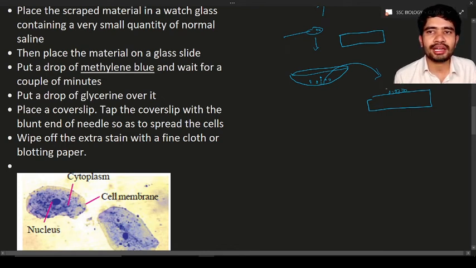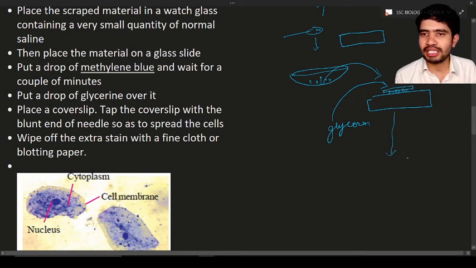Then put a drop of glycerin. Okay, after putting the glycerin, what you have to do, put a cover slip. Cover slip is nothing but a small glass plate, a very thin glass plate. Put it on, and if there is any excess water or excess dye, we have to clean it with the help of blotting paper or tissue paper. You have to clean it. So now that slide will be ready. The slide is ready for the observation.